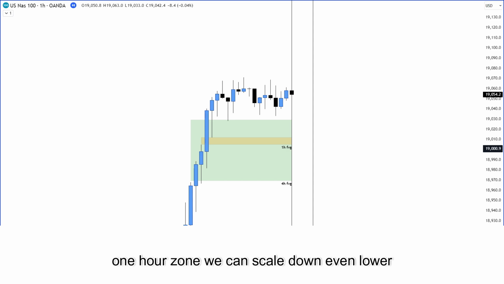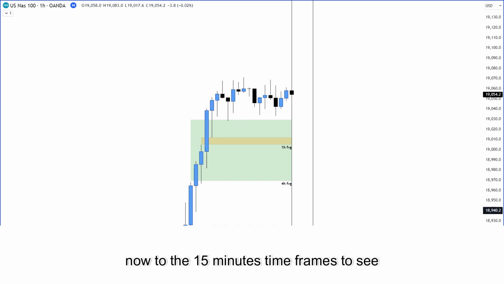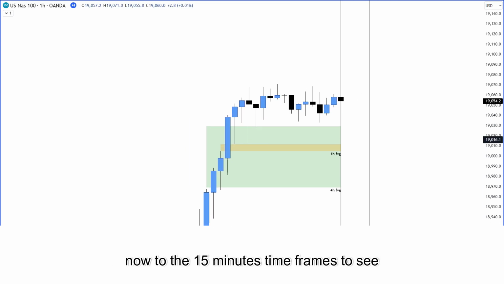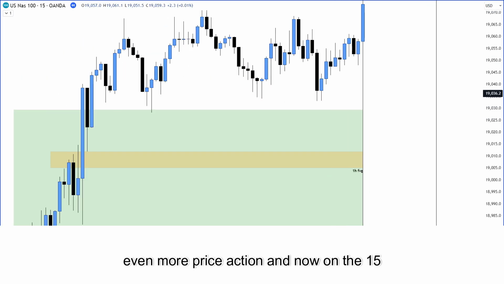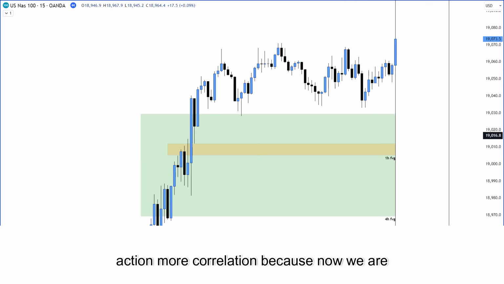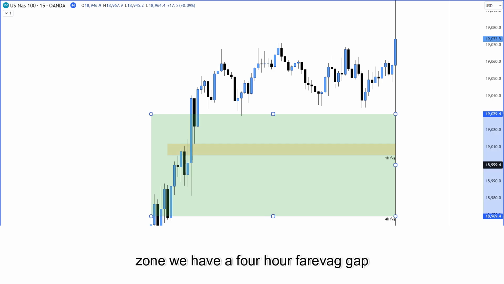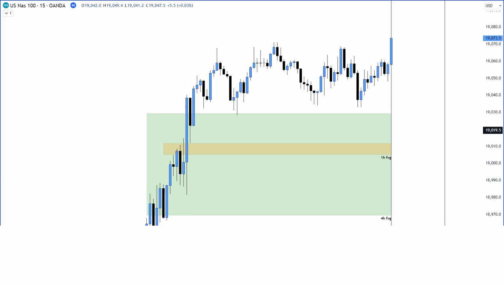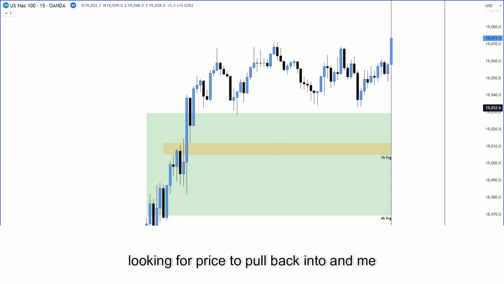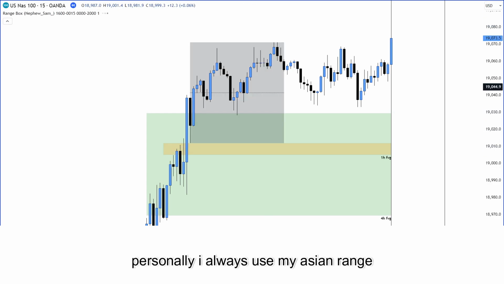In our 1 hour zone, we can scale down even lower now to the 15-minute time frames to see even more price action. And now on the 15 minutes, we're just looking for more price action, more correlation, because now we are playing inside of our higher time frame zone. We have a 4-hour fair value gap and this 1-hour fair value gap that we're looking for price to pull back into. And me personally, I always use my Asian range right here.